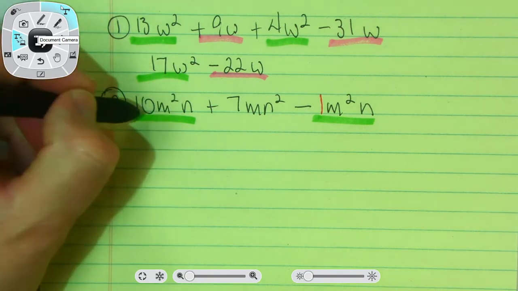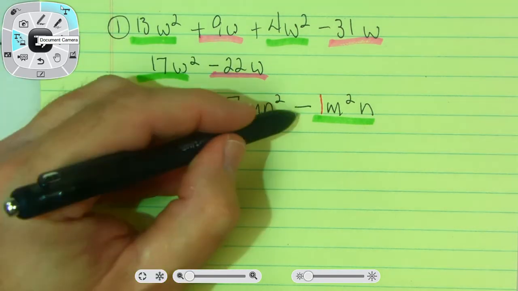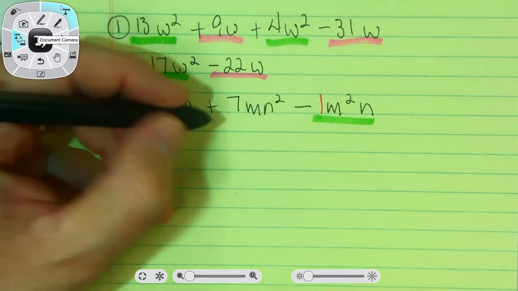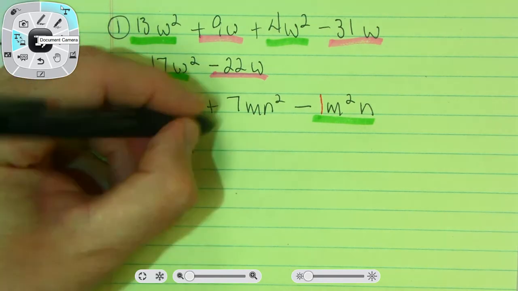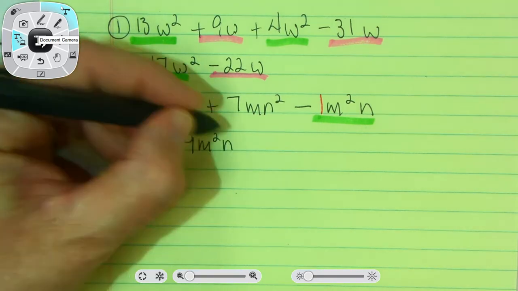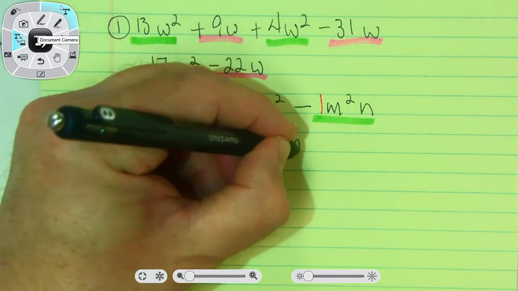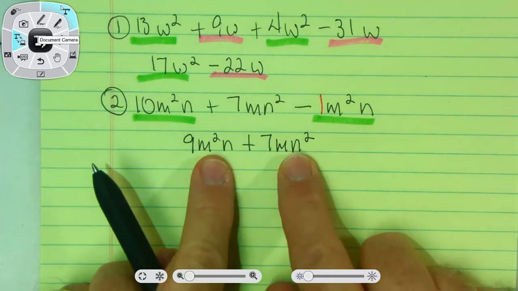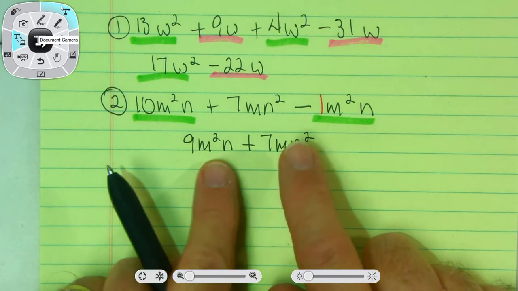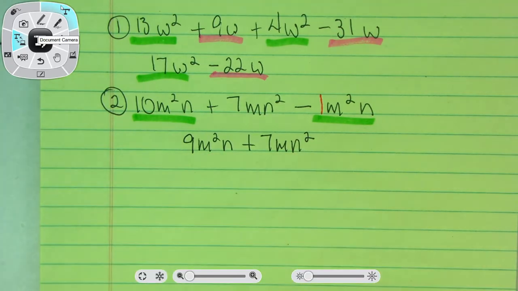All right, so it's 10m squared n minus 1m squared n. That's going to be 9m squared n plus 7m n squared. Can't do anything with that one. Can't add it because those are not like terms. That's my answer.